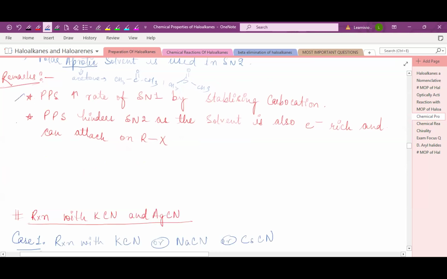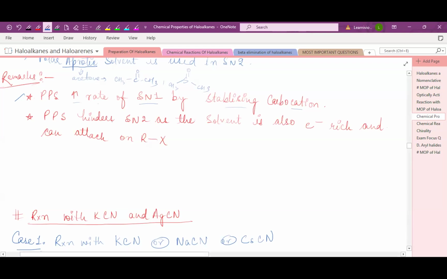So here are the remarks. Polar protic solvent increases the rate of SN1 reaction by stabilizing the carbocation. It will stabilize the carbocation. That's why we use a polar protic solvent in the SN1 reaction, to stabilize the carbocation. The more the stability of the carbocation, the more will be the rate of reaction.